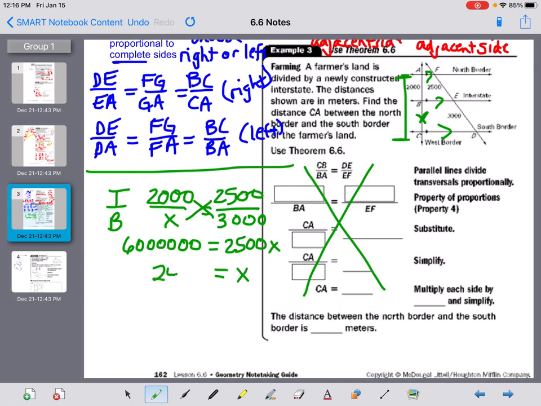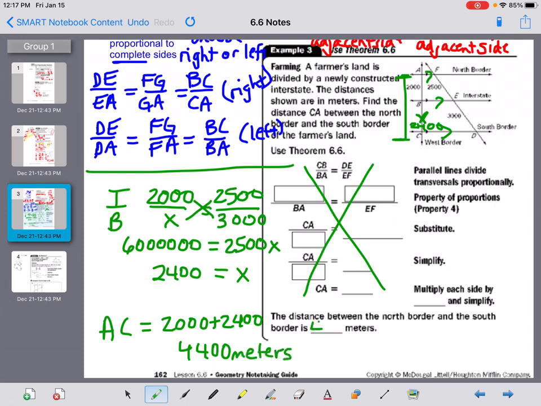And I get 2,400. Okay, now remember, that's from B to C is 2,400. So when they ask me from A to C, what's the distance from the north border to the south border, I'm just going to add those 2,000 plus that 2,400 I just got, and I get 4,400. And it looks like we're in meters, right? Okay. So top to bottom, left to right, that's kind of the easier setup.